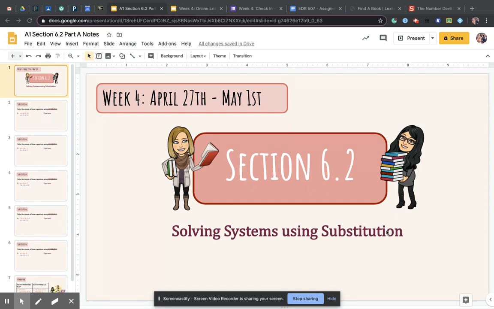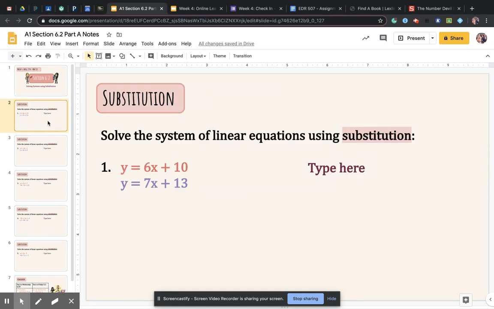This week and next week, we will be looking at section 6.2, which is solving systems using the method of substitution. We are going to practice a little bit today. This week, there are no vocab words, so I hope you are all excited about that. Let's get started. The first question is: solve the system of linear equations using substitution.